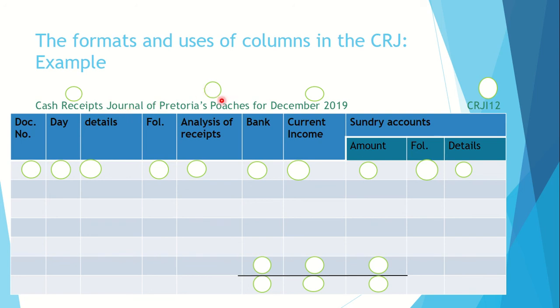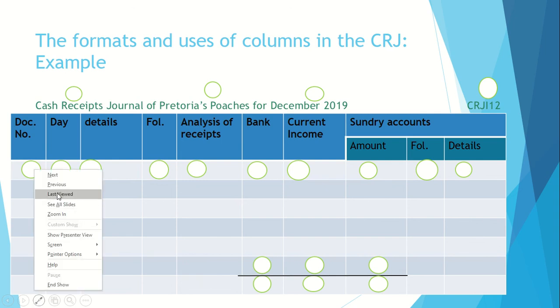Now, right here, this is the name of the company, Pretoria Pouches. Okay, then right here is the month. Remember that the cash receipt journal is always done on a monthly basis. This is the month and the year. So this is for the month of December and for the year 2019. And right here we write that this is the cash receipt journal for the 12th month. So this is a reference of the cash receipt journal. Okay, ladies and gentlemen.